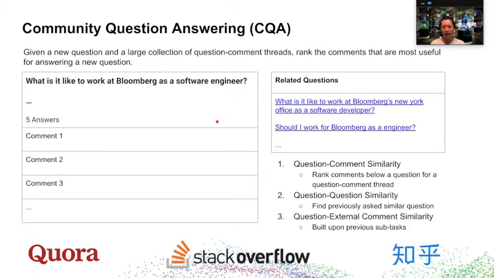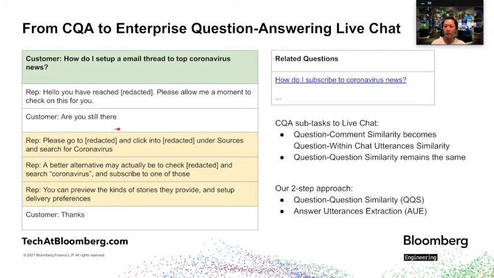So from there, now, if you swap out the comment from a question comment thread with an utterance from the live chat, then you can view a question answering live chat as a question comment thread, like the community question answering website. So the question comment similarity subtask becomes question within chat utterance similarity, trying to rank the utterances with respect to the original question. And the question similarity subtask remains the same.